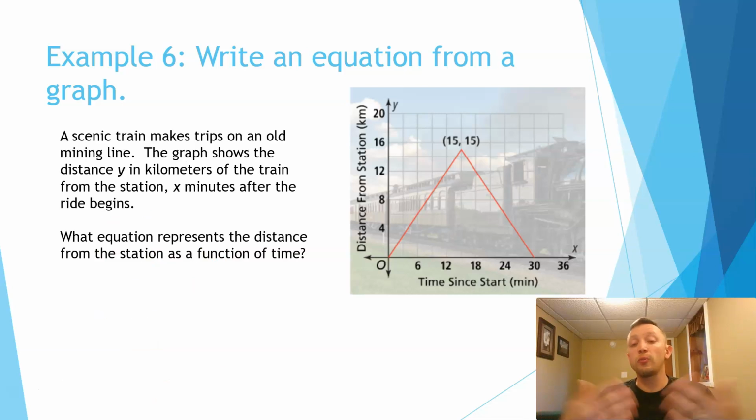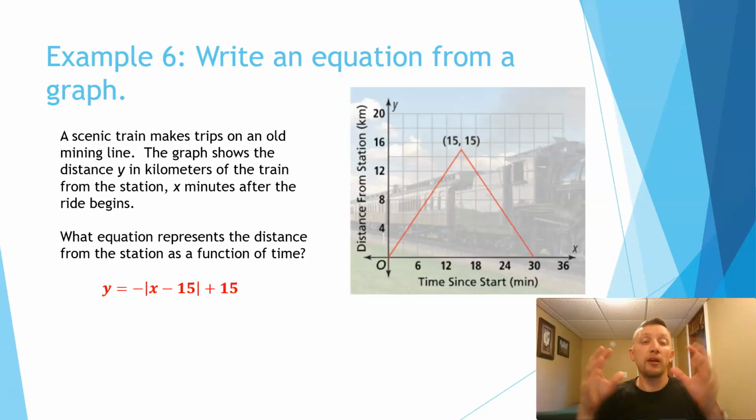So going back to the original question, what equation represents the distance from the station as a function of time? This would be your equation: y equals negative absolute value of x minus 15, plus 15. So there you have it. Putting together what we've learned in this lesson, onto a couple of examples that we've looked at in this video. So good luck now as you work on your homework assignment.